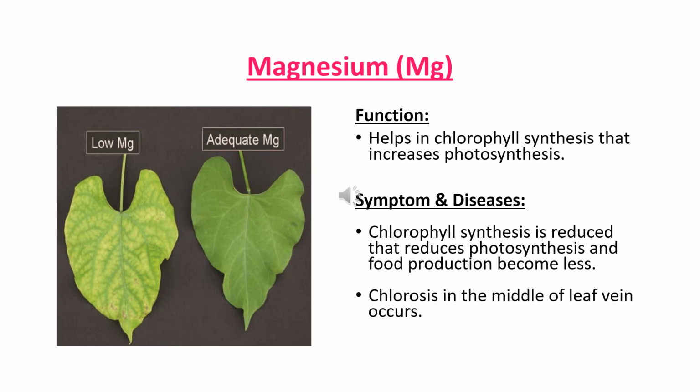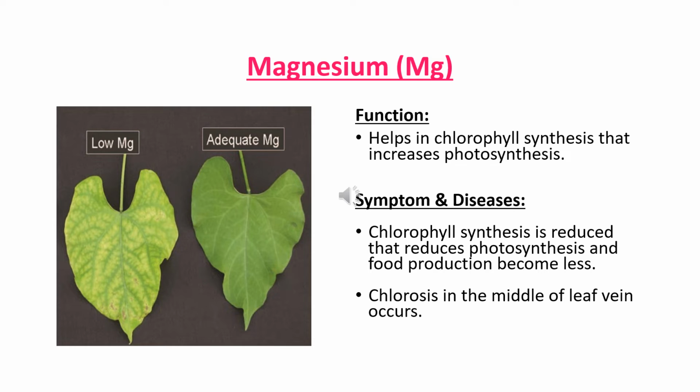Another important macronutrient, that is magnesium. What is the function of magnesium? One of the most important functions of magnesium is to synthesize chlorophyll, and that also increases photosynthesis. If the amount of magnesium is less, what are the symptoms that can be seen in the leaves or plants? Look here, chlorophyll synthesis is reduced, that reduces photosynthesis and fruit production becomes less, and chlorosis in the middle of the leaf veins occurs. Now look at the picture.